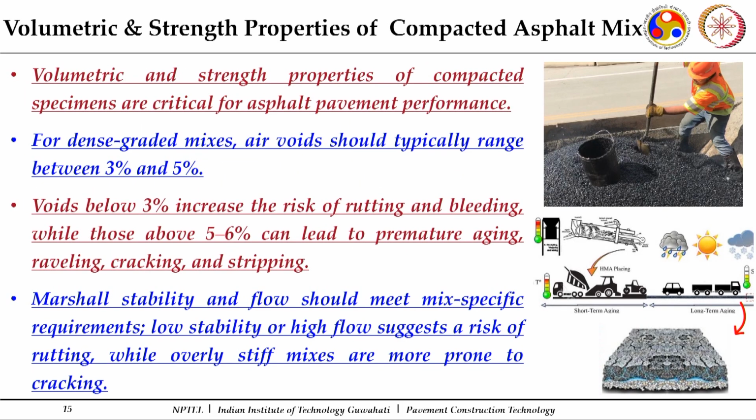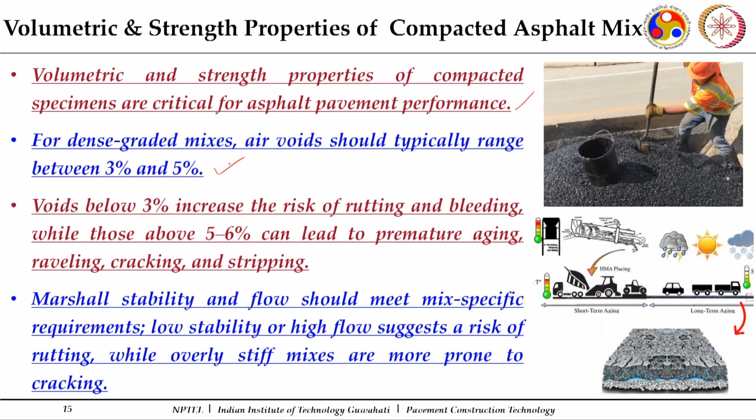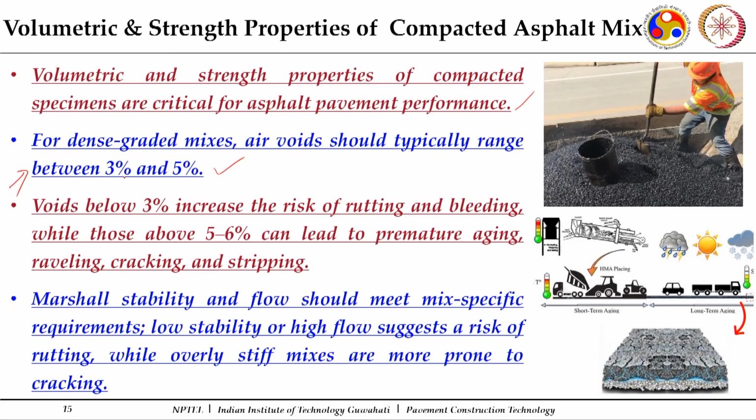Now, in addition, you need to know the volumetric properties also, as well as after compaction the compacted characteristics, which are in terms of your strength, Marshall stability and flow, and density. For dense graded mixes, under volumetric properties, one characteristic which is very important is the air void content, and another simultaneously measured is the voids in the mineral aggregates. Coming to air void content, usually dense graded mixes are designed to have an air void content in the range of 3 to 5%, or 4 to 6% in some cases. So, this is the usual range, 3 to 5%.